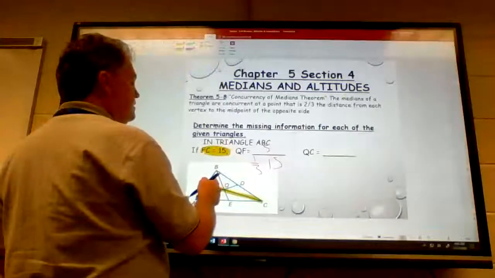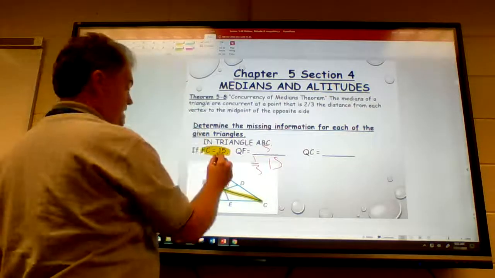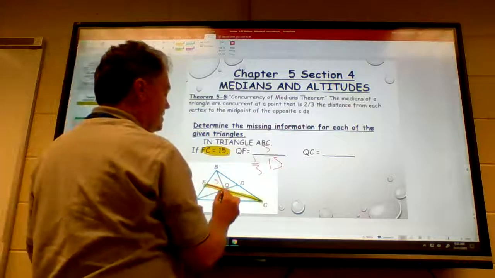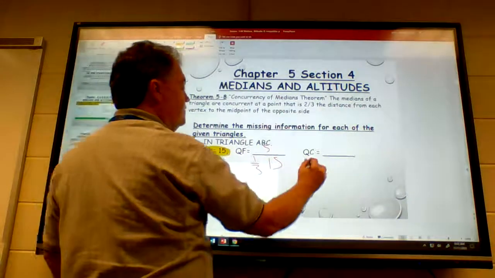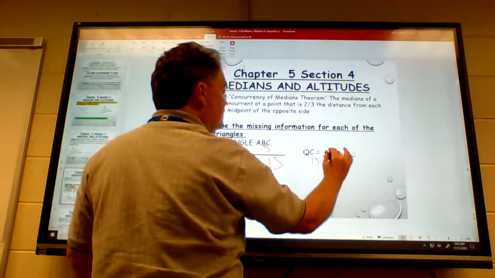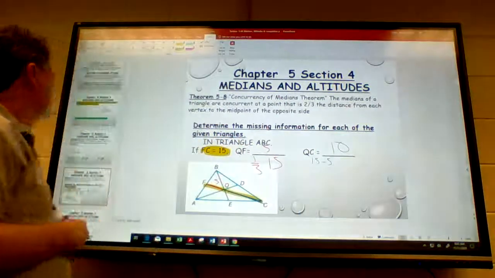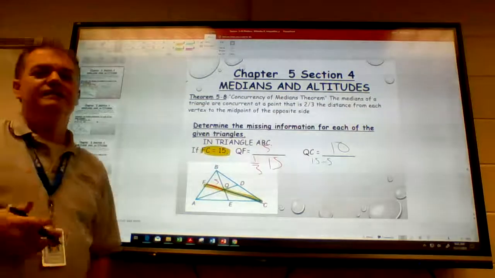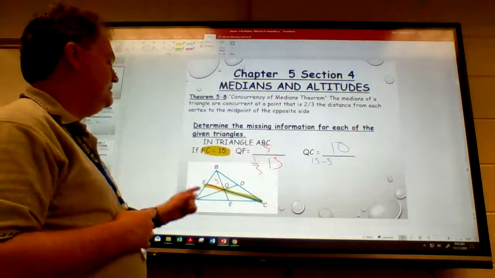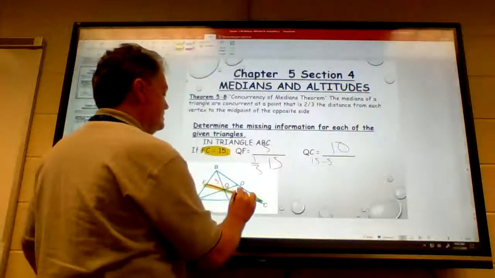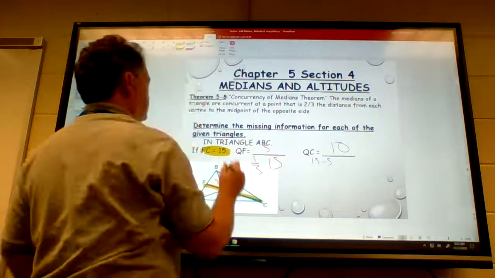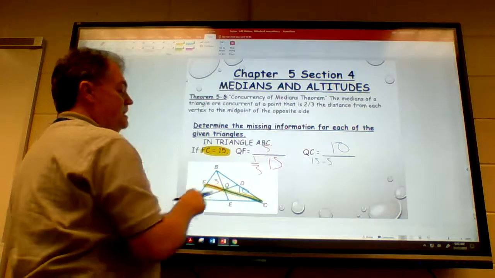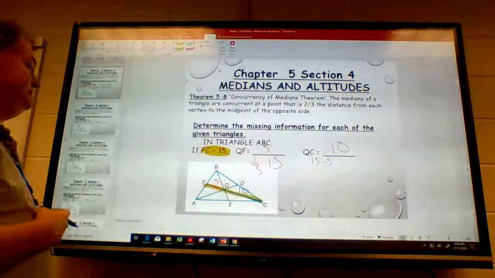Now, we know that the whole thing here is 15. Well, this portion's 5. So this right here is what's left over. So it's going to be 15 minus 5, which is 10. These just take some practice. So basically, the whole thing's 15, this part's 5, and that part is what's left over, which is 10.